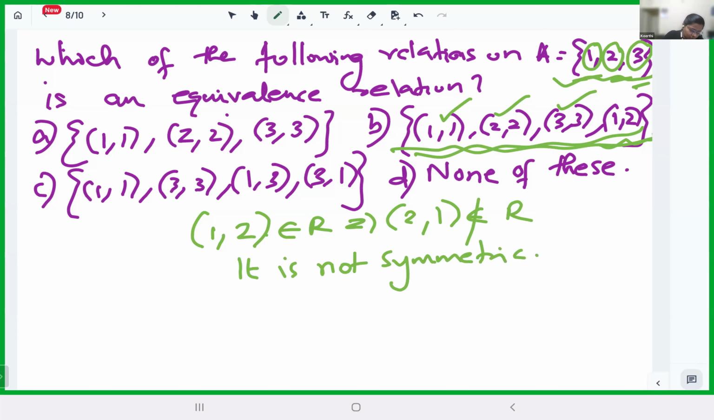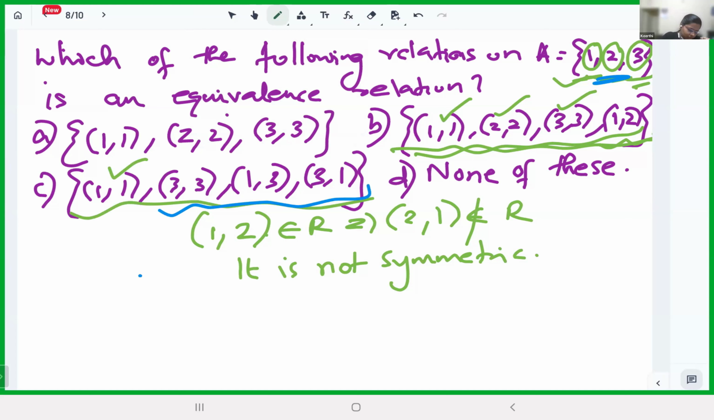Now we are moving on to the third option, that is C. That is (1, 1), (3, 3), (1, 3), and (3, 1). First we will check the reflexive property. Okay, so (1, 1) is there. 1 is an element of A, and the ordered pair (1, 1) is there. 2 is an element of A, right? But ordered pair (2, 2) is absent. In option C, ordered pair (2, 2) is not there, right?